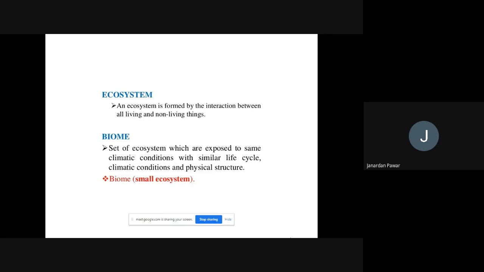This is called an ecosystem, and it is also called a biome. So what you have to remember is that a biome is a small ecosystem which is there in the environment. I hope you have understood.